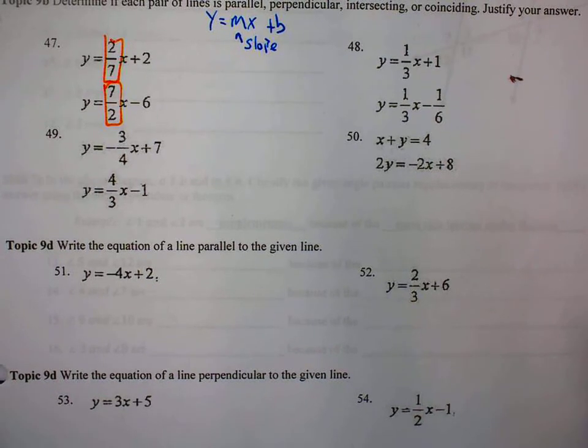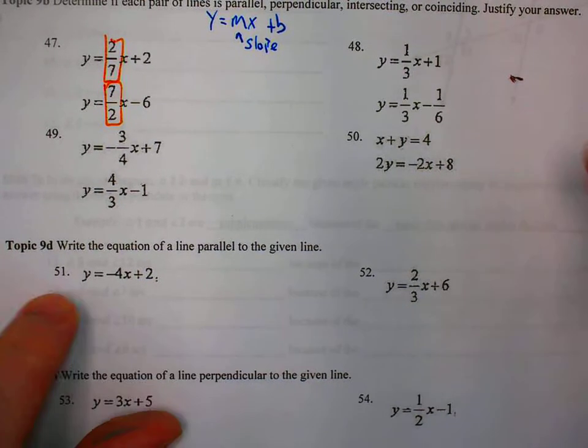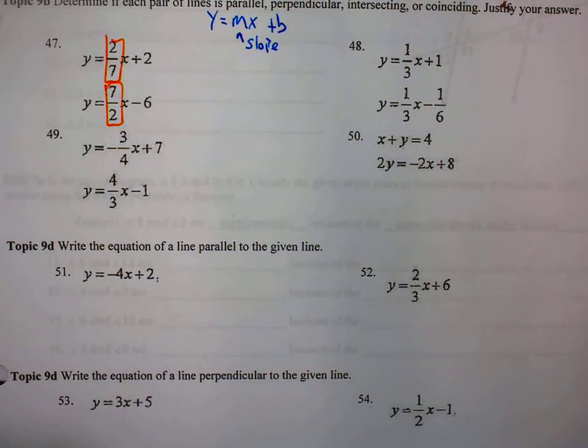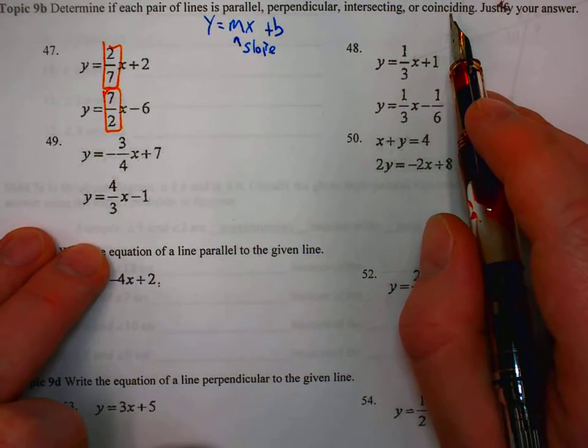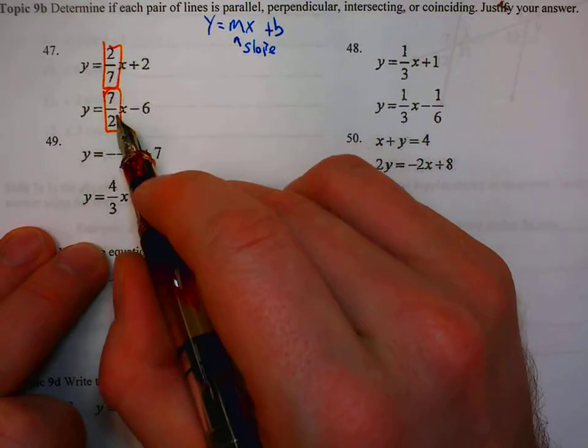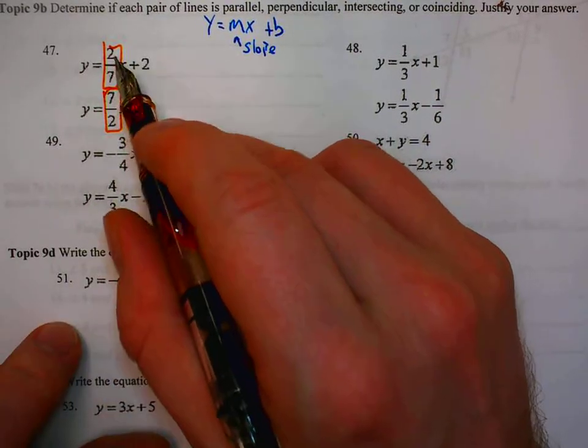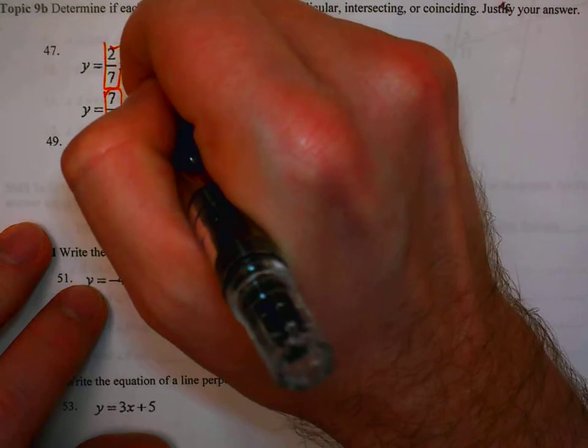Parallel lines are same slope. Perpendicular lines have opposite reciprocal slopes. Coinciding lines are parallel with the same intercept. Essentially, they're identical. These slopes are reciprocals, but they are not opposites. They're both positive. So these would just be intersecting lines.